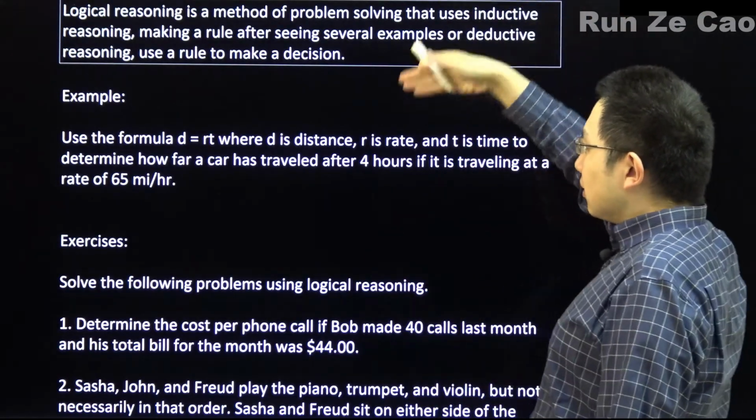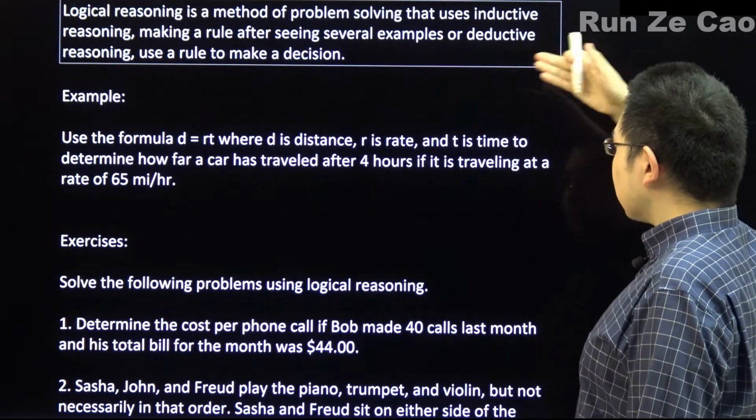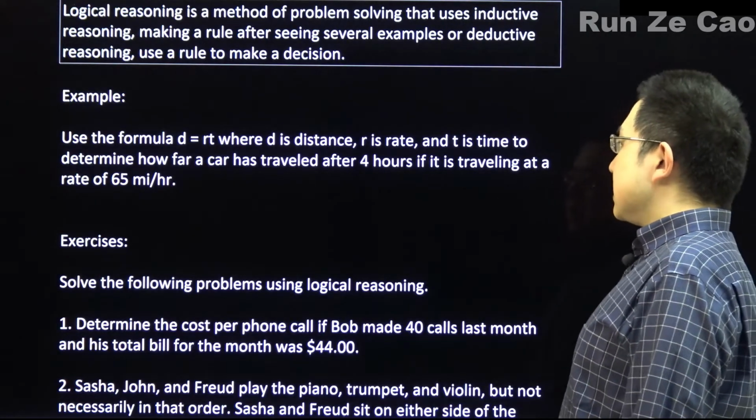So let's use the formula distance equals rate multiplied by time.